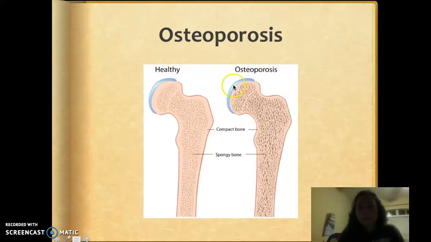So instead of having all that compact bone, those tight osteons, there are just all those pockets of space. This is what it kind of looks like. This is osteoporosis. A healthy bone here would be compact on the outside, and you can see with osteoporosis how it became more spongy, and that's because the osteoclasts destroyed it. It broke it up. It took the compact bone and made it into spongy bone.